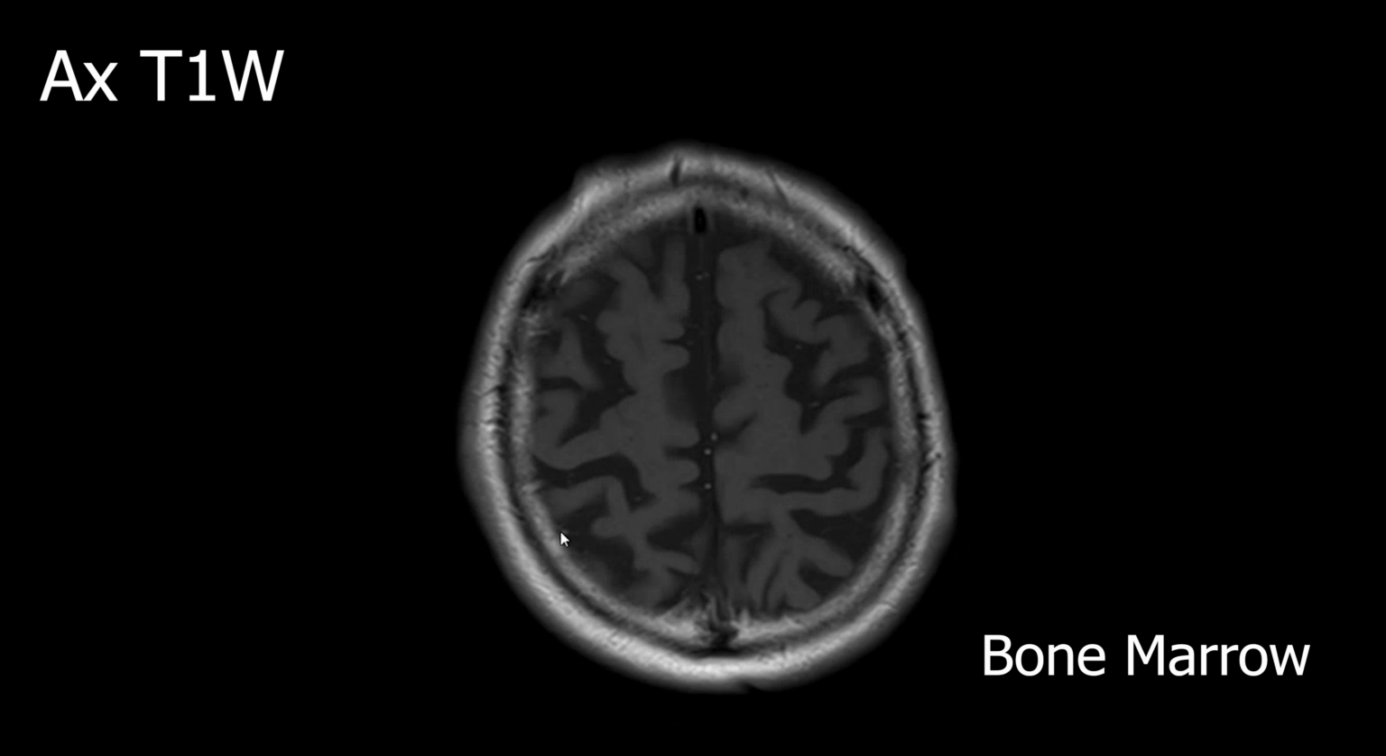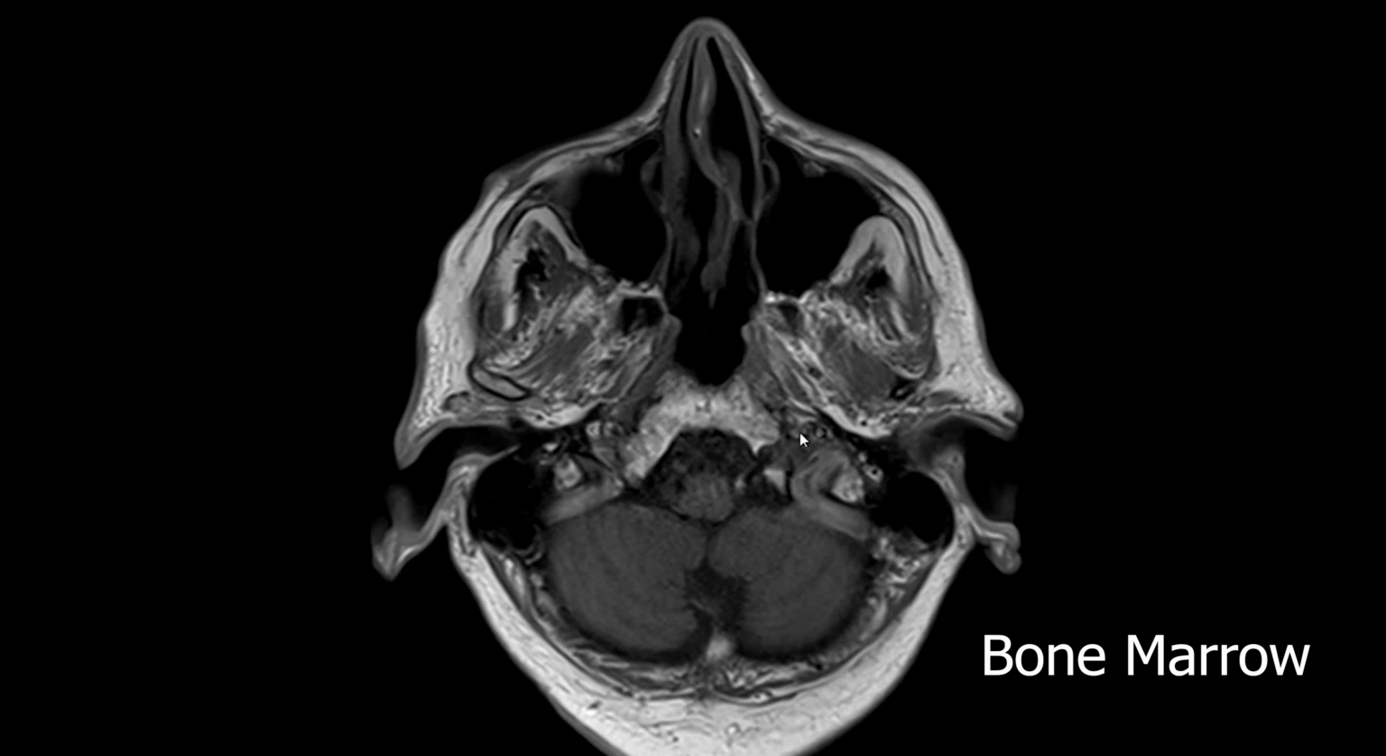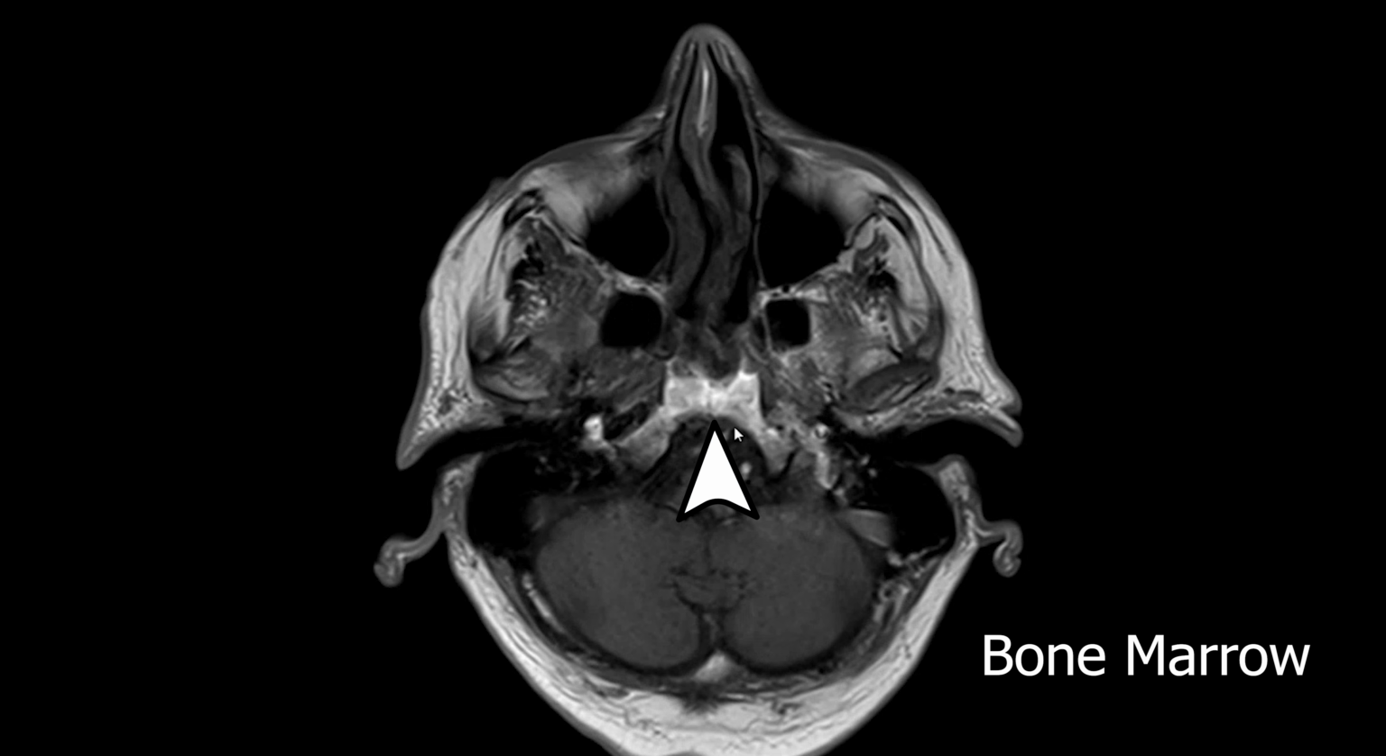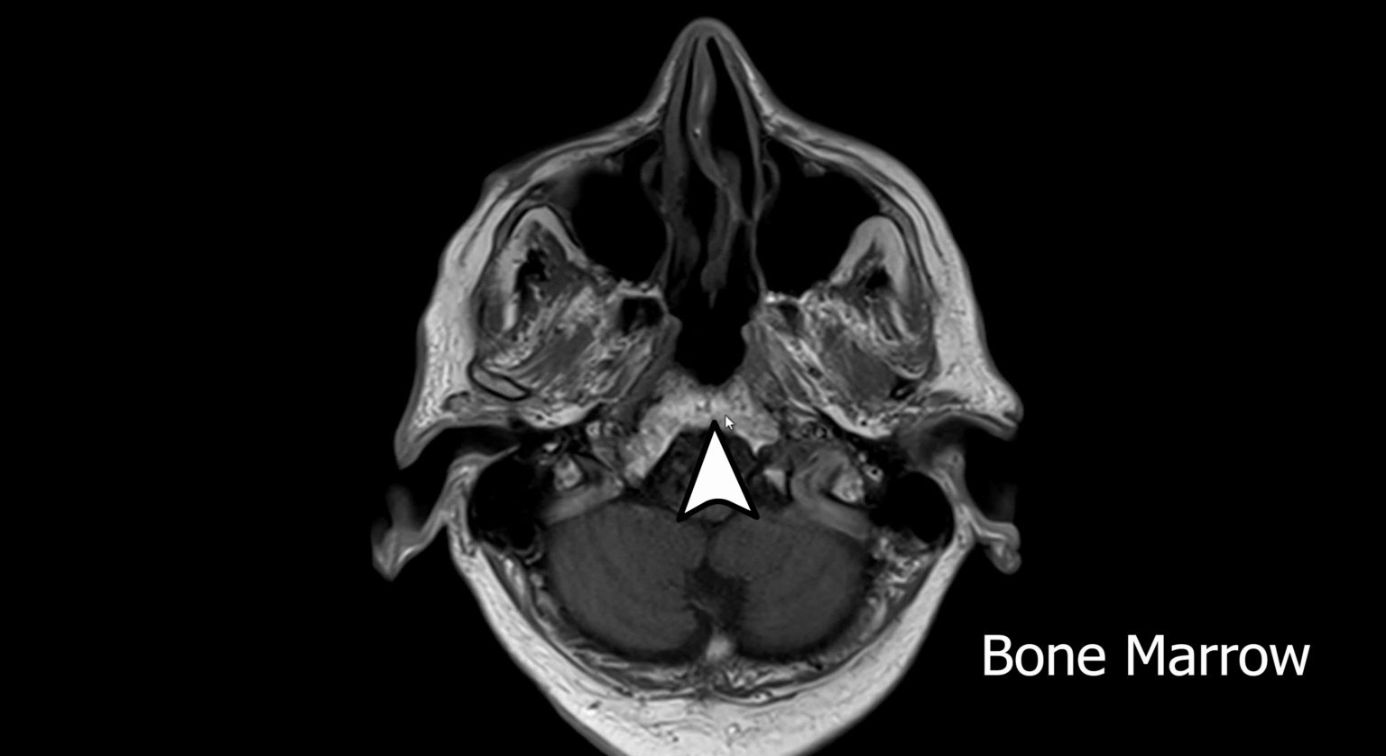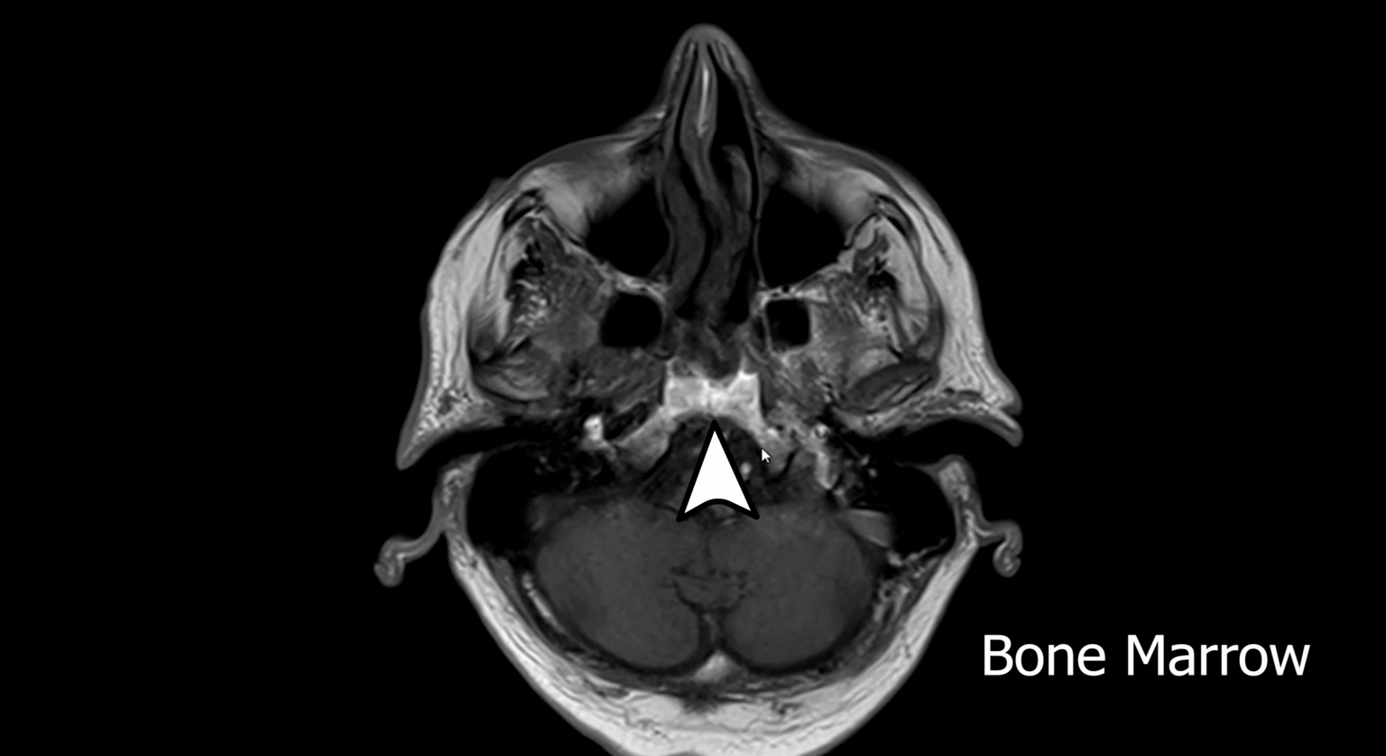Again, let's take a look. This is the inner plate of the skull. This bright signal is the bone marrow in the diploic space. This is the outer plate of the skull. This is subcutaneous fat, and this is skin. This is, again, a perfect sequence to detect scalp or bone metastases. Same as in the skull base. This is the clivus. Very nice delineation of the clivus. And this is the petrous apex.